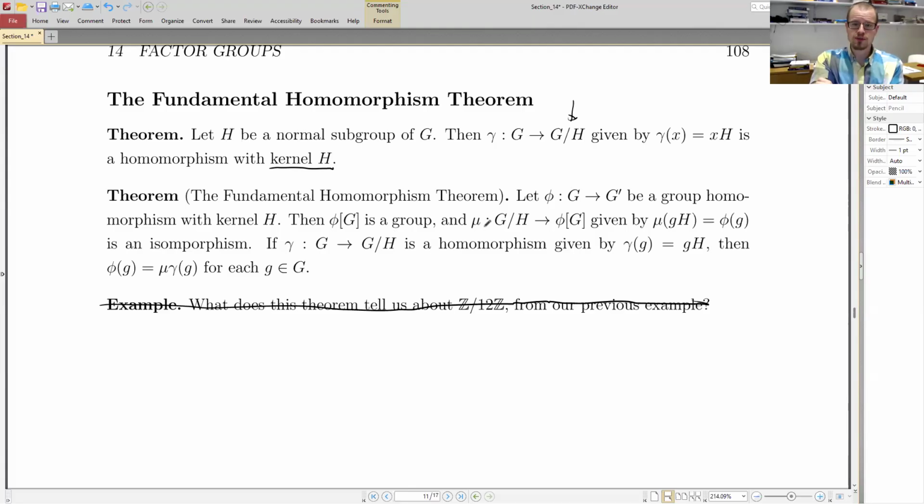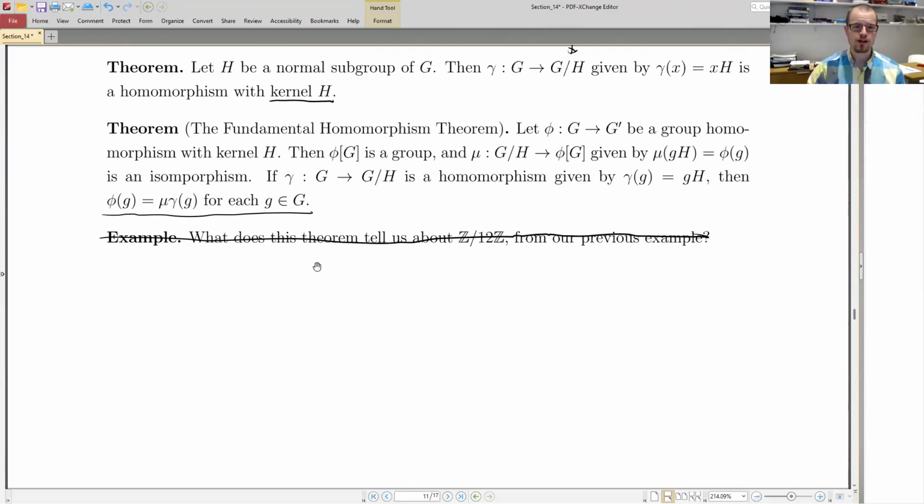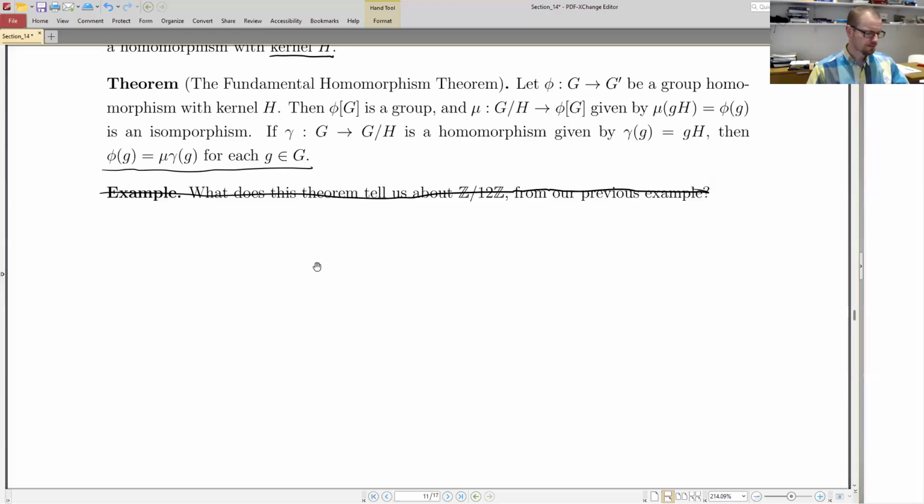And mu, the function that we took a look at a little while ago, is an isomorphism from G mod H to the image of G under phi, given by exactly this. That is an isomorphism. And now, if gamma is a function from G to G mod H that is a homomorphism given by this, then this is essentially the new thing here, right? Because we just defined that. We can actually define phi in terms of mu and gamma.